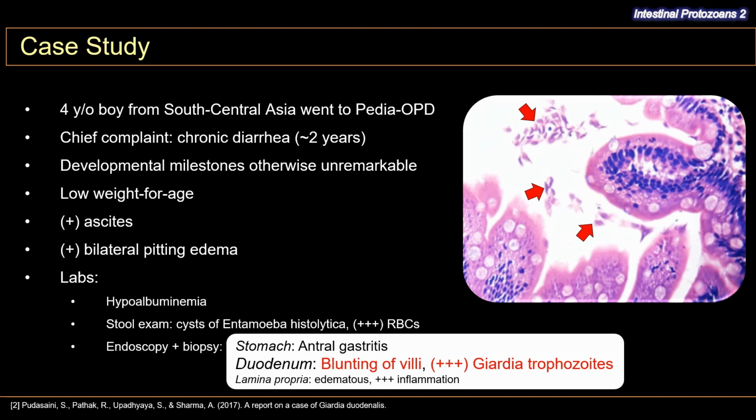Giardia also directly competes with amino acid absorption, particularly arginine. Having had diarrhea for 2 years, our young patient shows consistent signs and symptoms of chronic protein malnutrition. He has low weight, he has hypoalbuminemia, and this presents with ascites and edema. The patient was treated with metronidazole and his hypoalbuminemia was treated with albumin transfusion, and the patient eventually recovered.